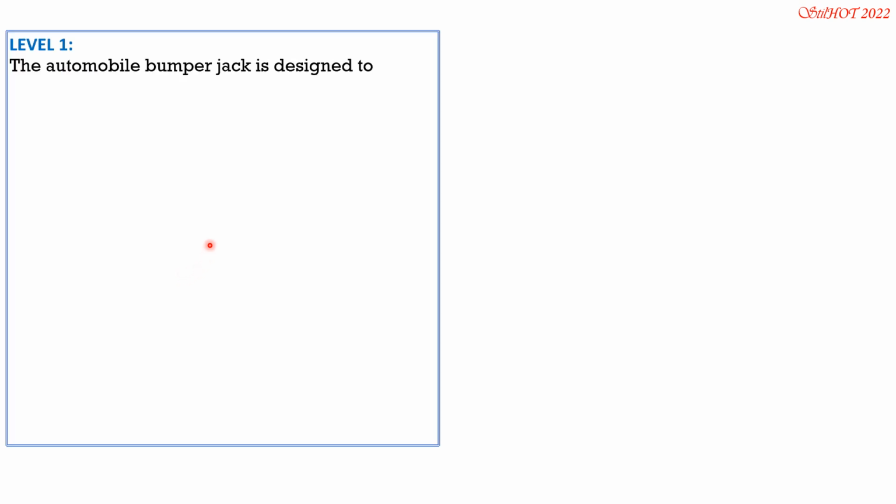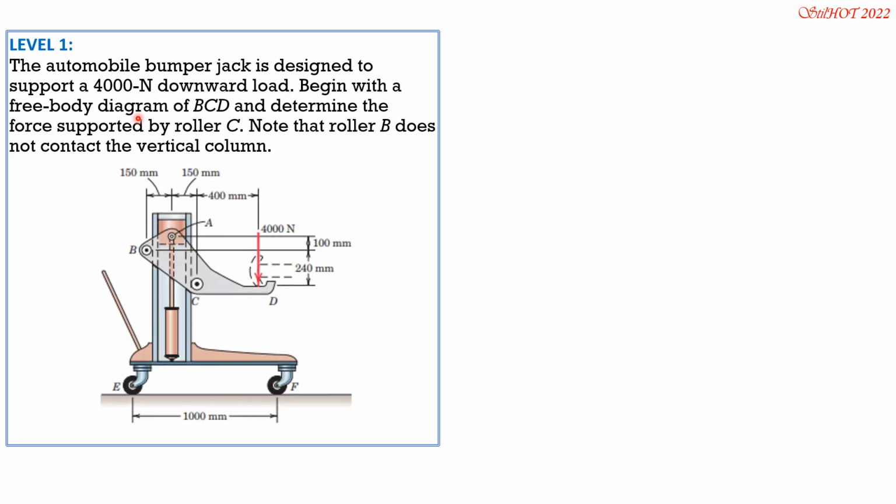The automobile bumper jack is designed to support a 4,000 Newton downward load. Begin with the free body diagram of BCD and determine the force supported by roller C. Note that roller B does not contact the vertical column, so the effect of the 4,000 Newton force causes B not to be in contact with the column. Therefore, we only have force at C normal to the column, and this 4,000 Newton, and its effect will be prevented by the pin reaction at A. So the FBD would look like this.